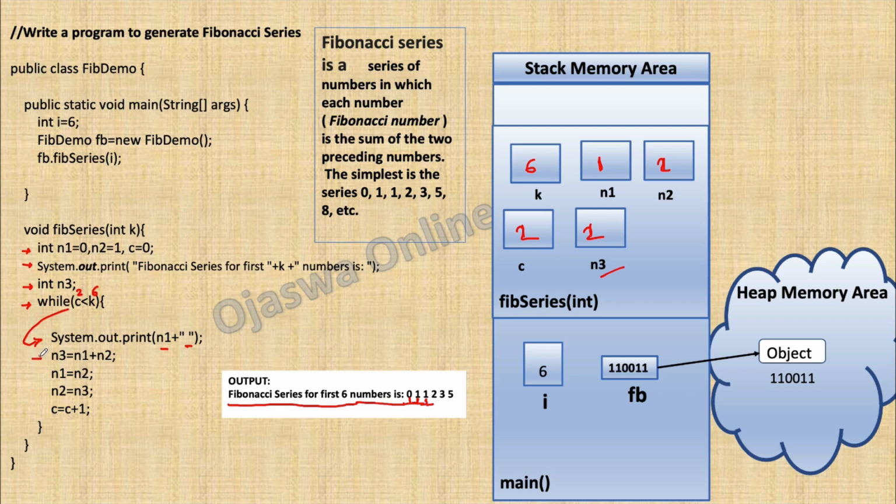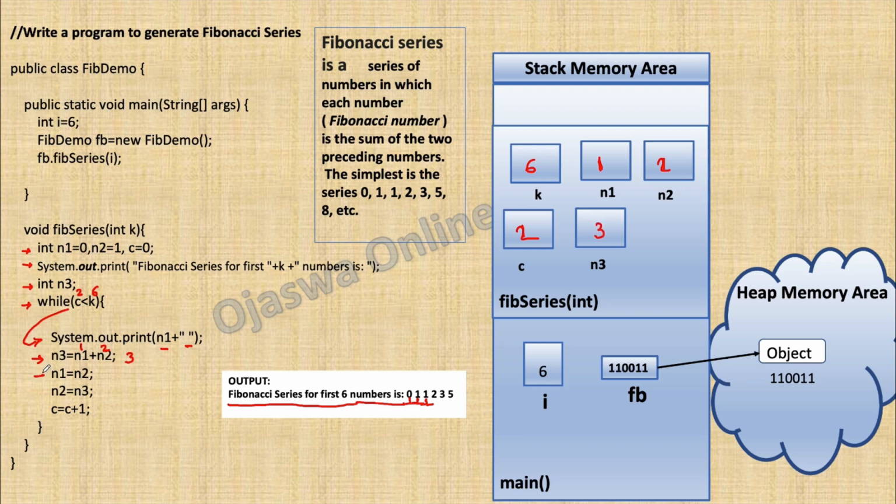And the next statement executed is n3 equal to n1 plus n2, that is, value of n1 is 1, value of n2 is 2, hence the value of n3 is 3. Now the updated value of n3 is 3. So inside the memory, value of n3 will be updated to 3.